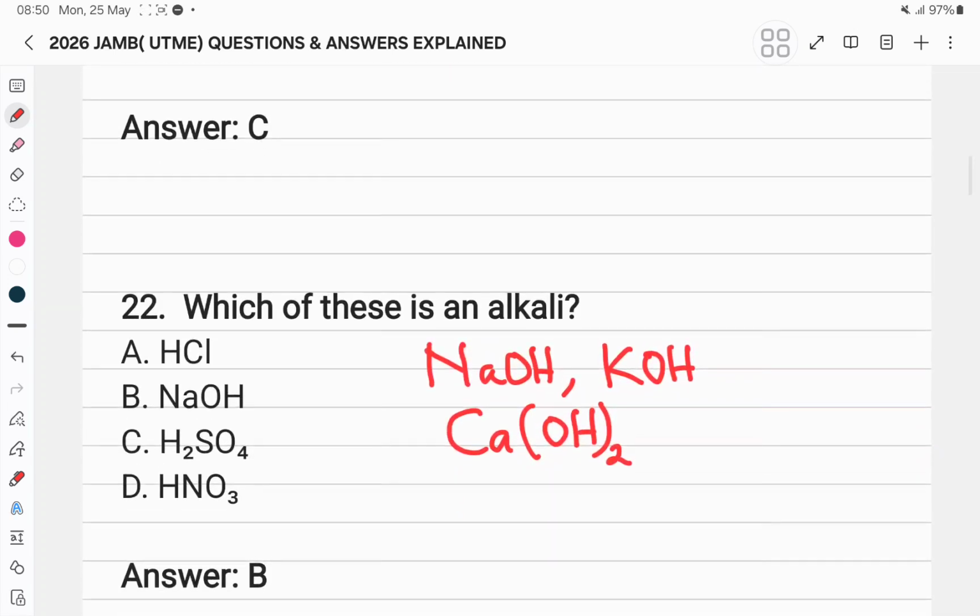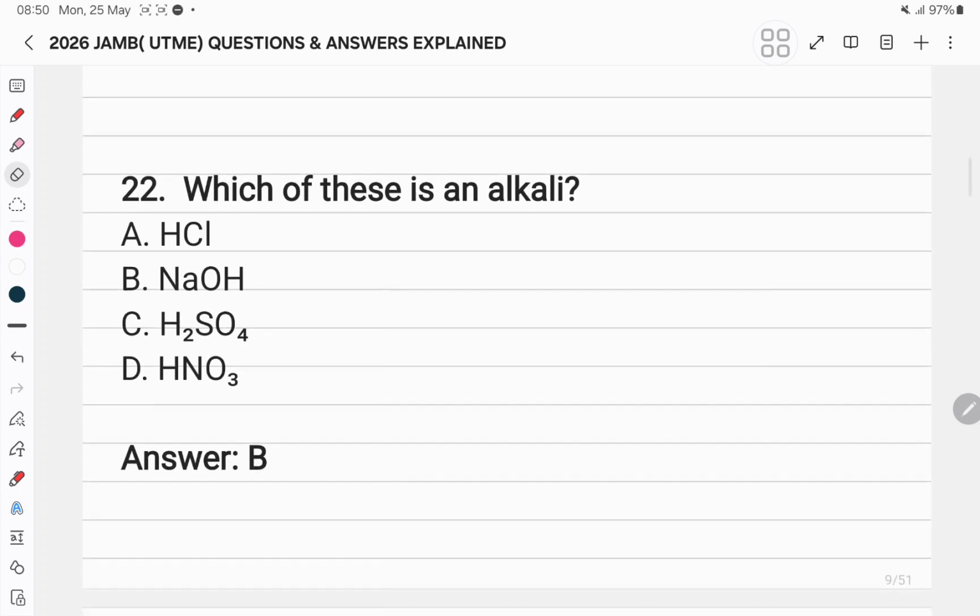Question number 22. Which of these is an alkali? Alkalis are also bases, but they are bases that are soluble in water. So the correct option is B, sodium hydroxide. The remaining options are acids.